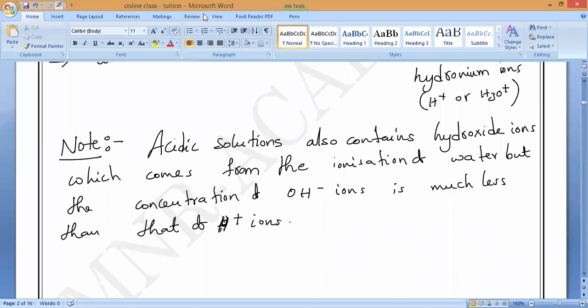So they will ask you an MCQ question. Who is forming OH minus ions in an acidic solution? Please tell me. Water. Who is forming OH minus ions in acidic solution?